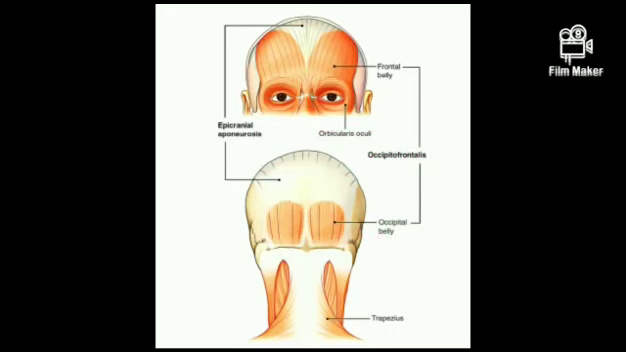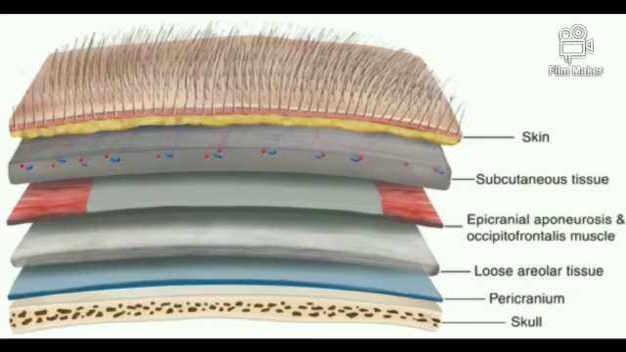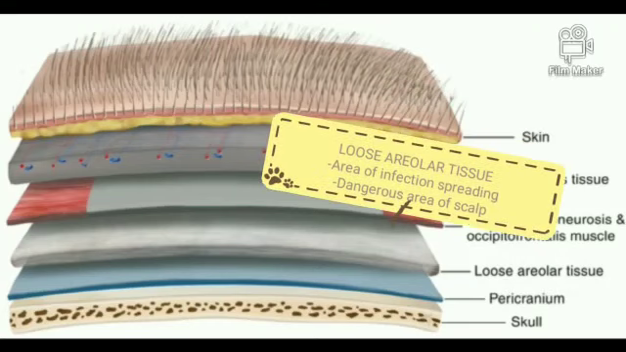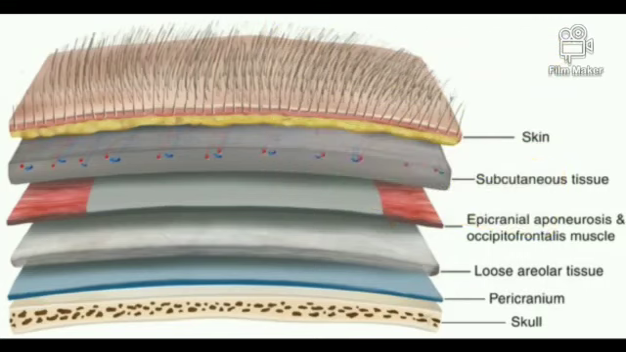The fourth layer of the scalp is made up of loose areolar tissue. It is the common area of infection spreading. This area is known as the dangerous area of the scalp because the emissary veins which open here may transmit infection from the scalp to the cranial venous sinuses.